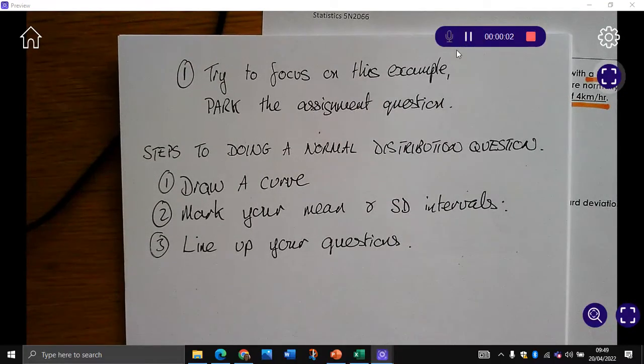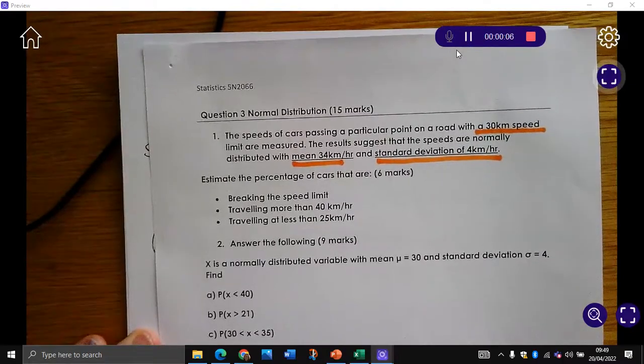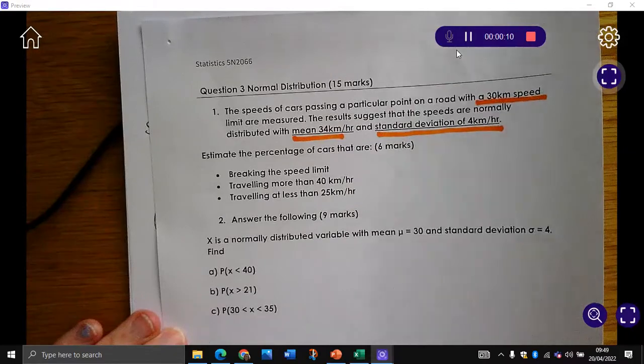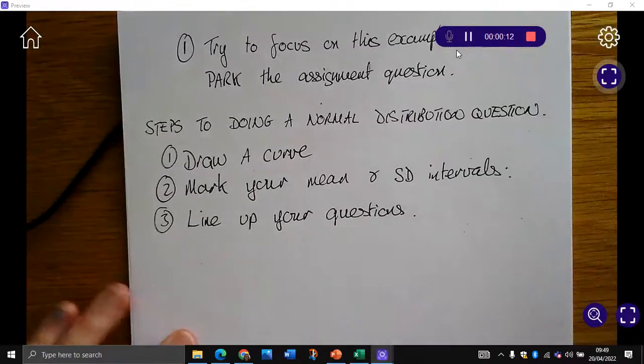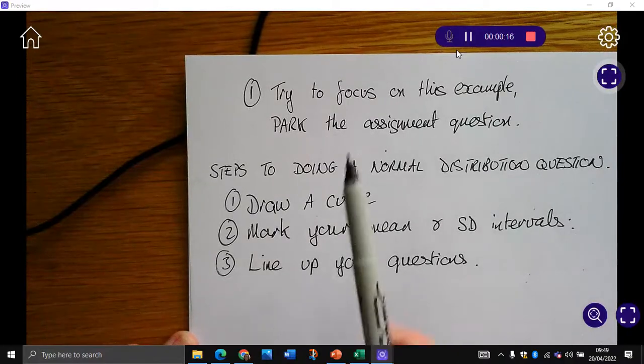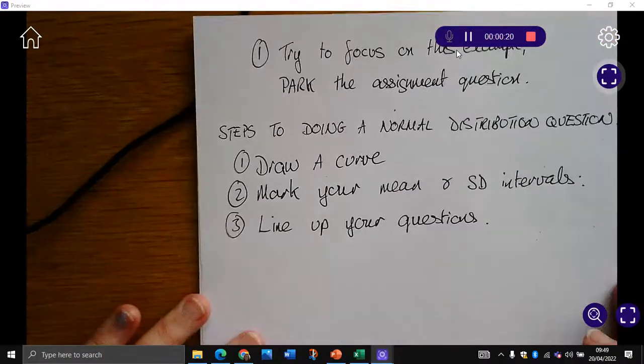Okay, Harry has asked me to go over this question. This is my third attempt because it is important to take your time, so I'm going to pay attention to my own advice. Focus on this example. Park the assignment question. So let's just focus here.